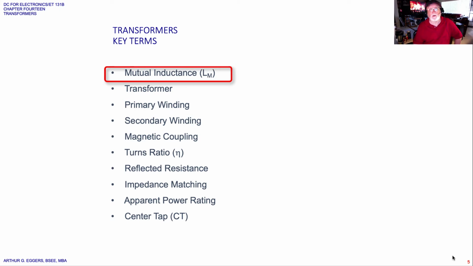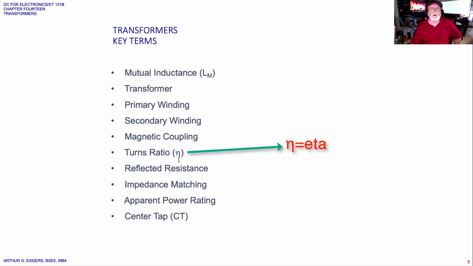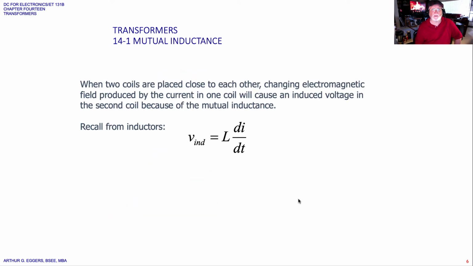Again, we use our acronyms and our abbreviations: L sub M, L for the inductance, M for mutual. So mutual inductance, L sub M. Transformer, primary, secondary, coupling, turns ratio. We use a little Greek letter for that, for the turns ratio. New and reflected resistance, impedance matching, apparent power ratings, and then something about a center tap.